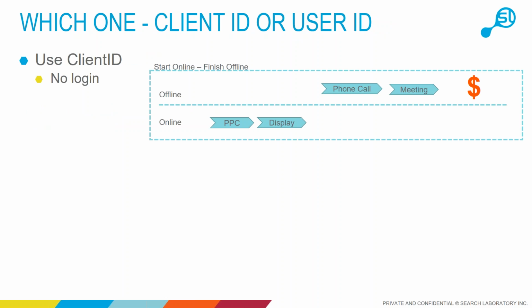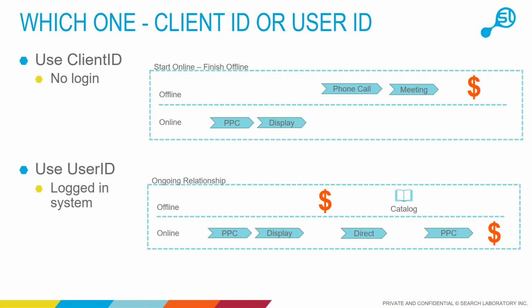So finally, just a slide on which I've presented two options. I'd like to present which one you should use and when. The client ID solution is more suitable when there's no logged in, authenticated website, and when the journey starts online but then everything transfers offline. So the B2B lead generation example. The user ID feature is more suited when you've got a logged in solution and when you're trying to track and understand an ongoing relationship.